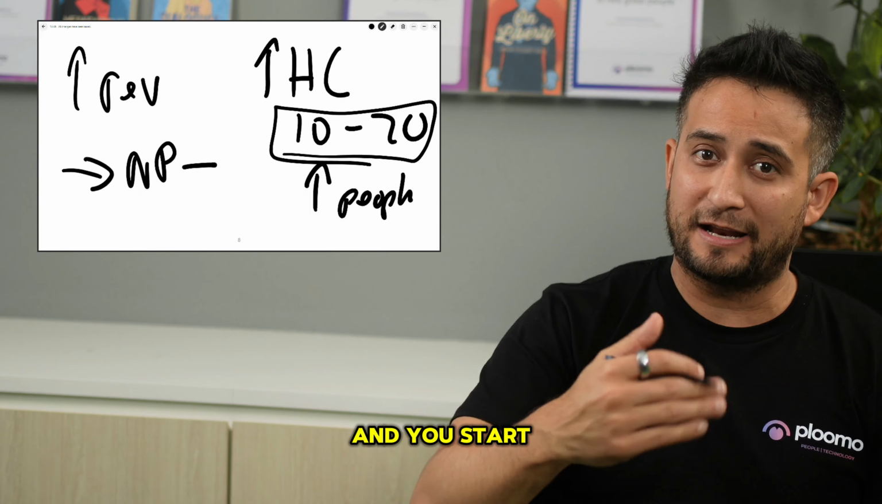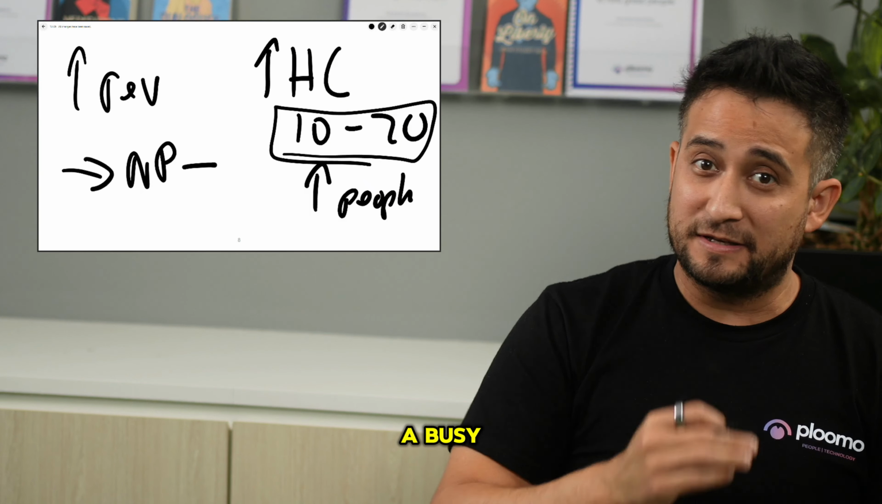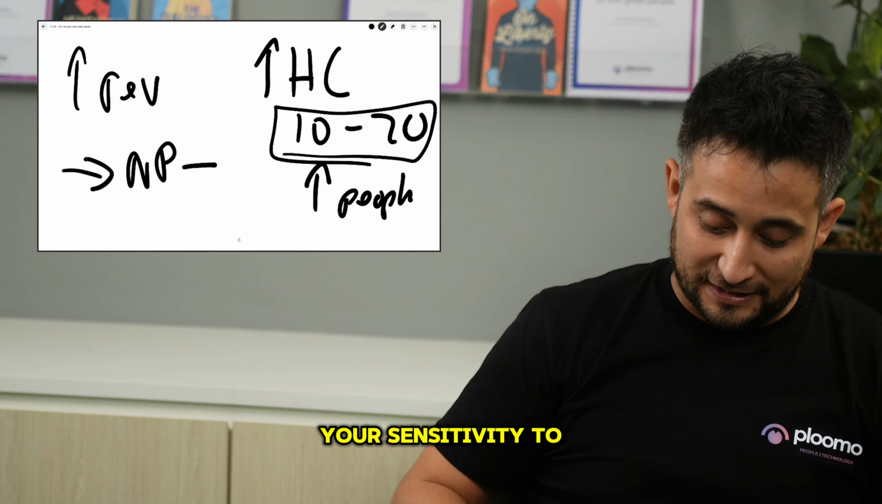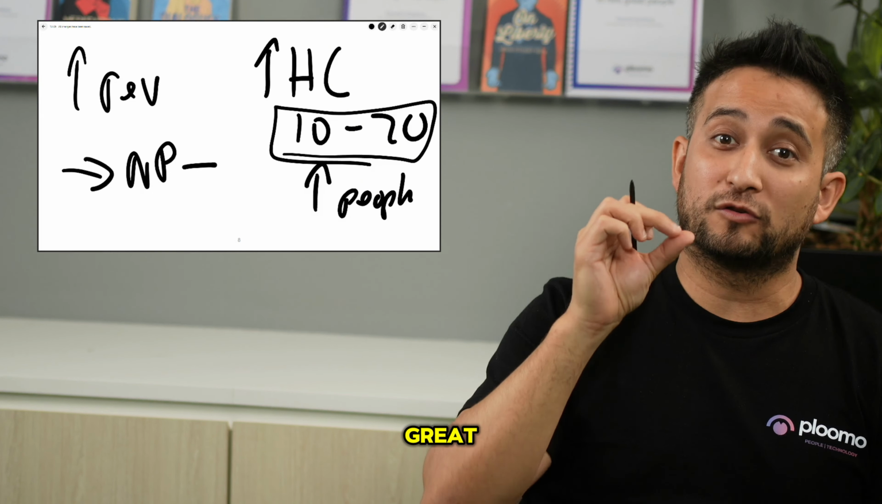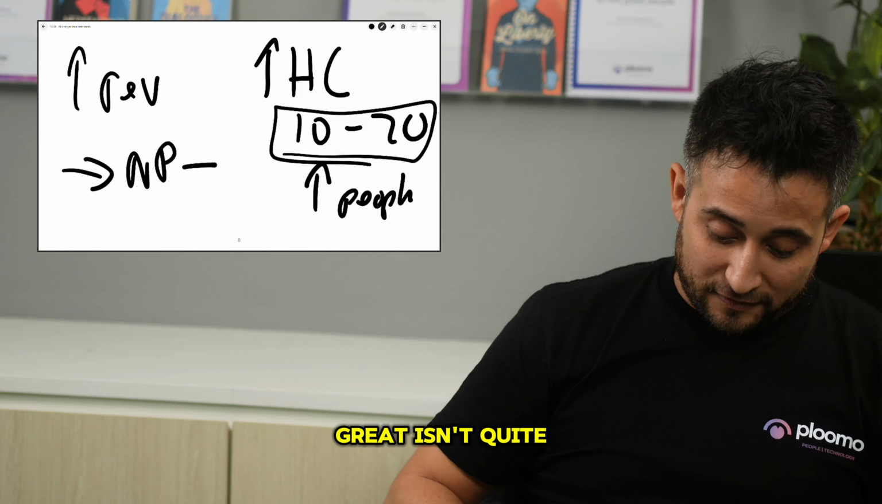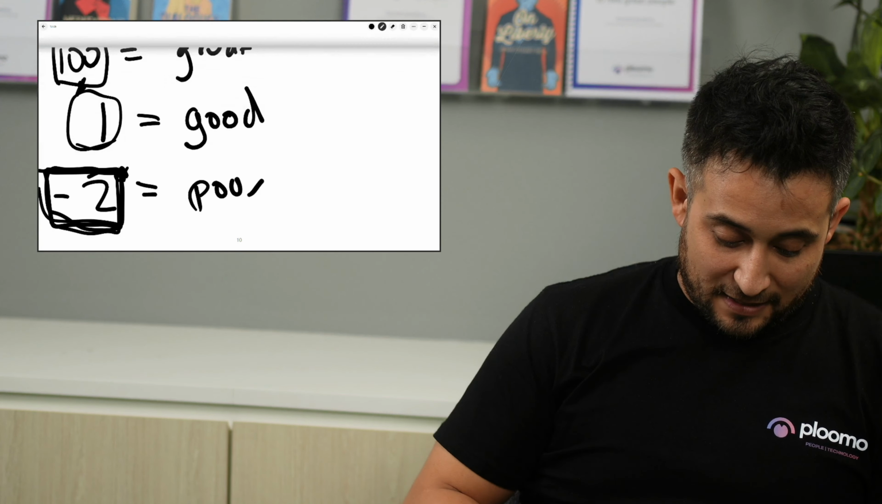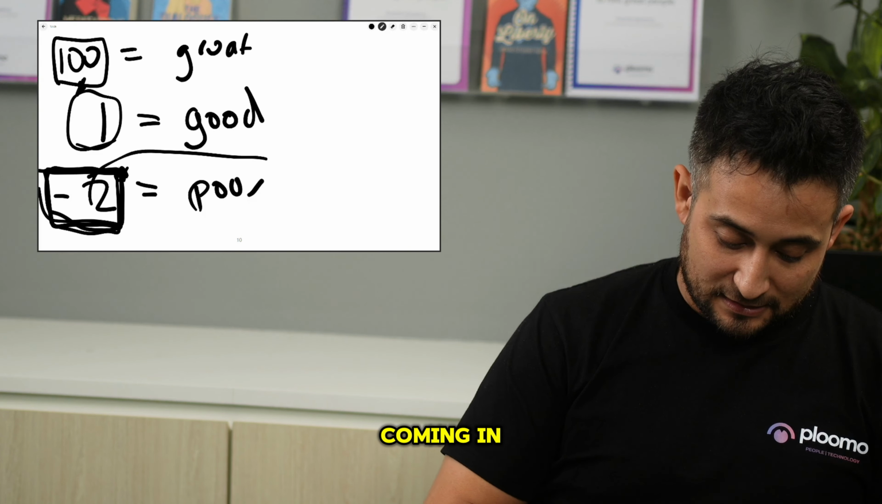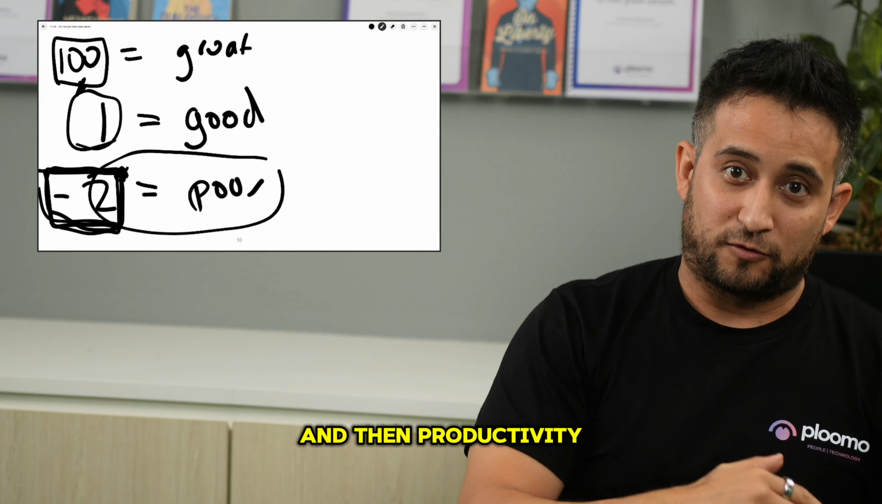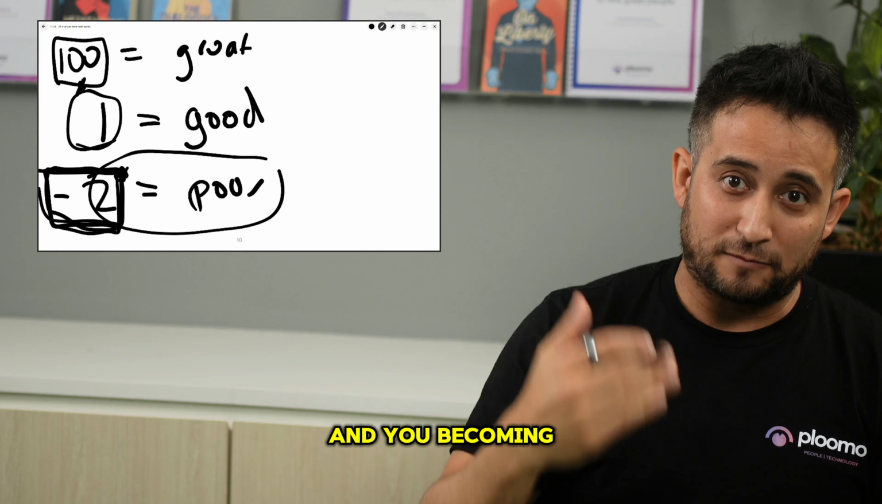You want to get clarity on this, because that is when you have this expansion and things are going great and you start adding more and more people, and maybe you're busy and you're distracted, and your sensitivity to good and great isn't quite there. A few of these start coming in, and then productivity starts decaying and you're becoming more stressed.